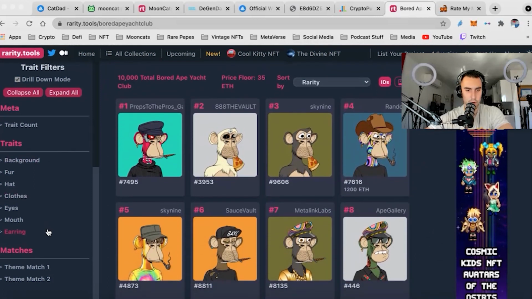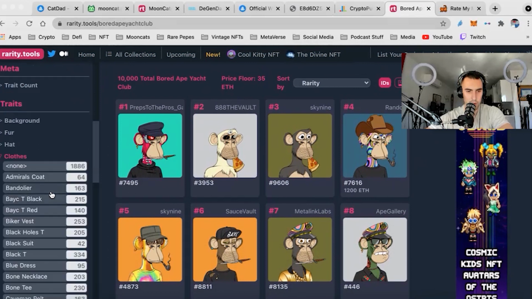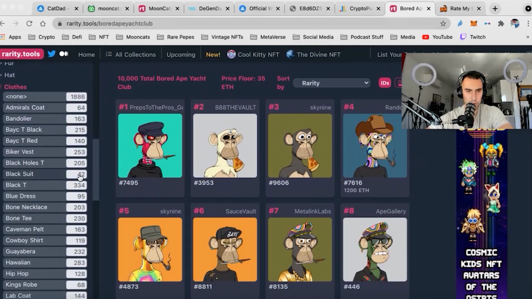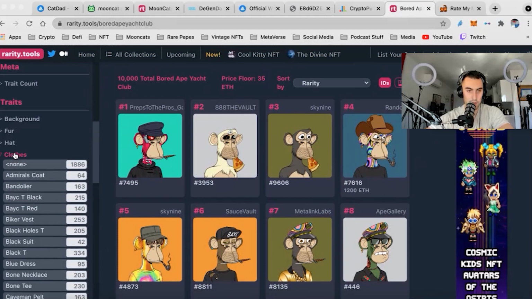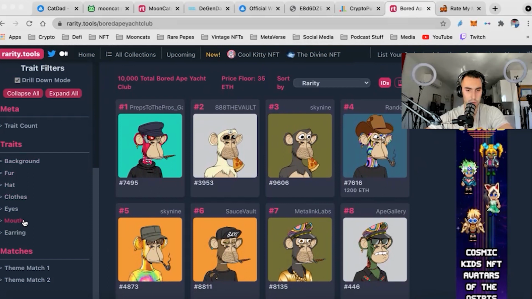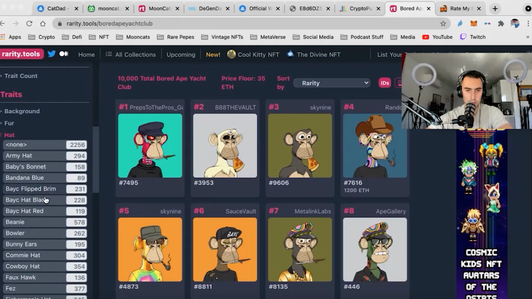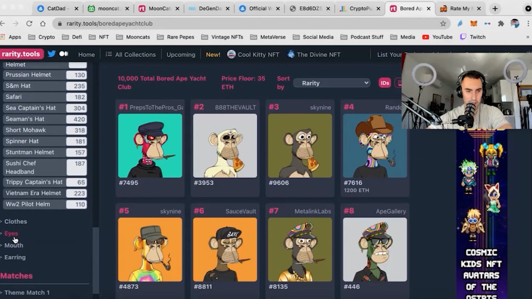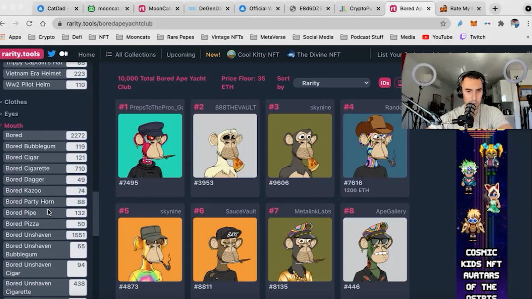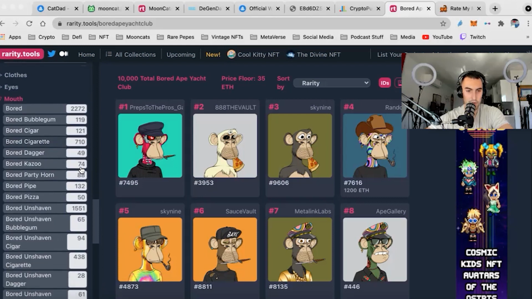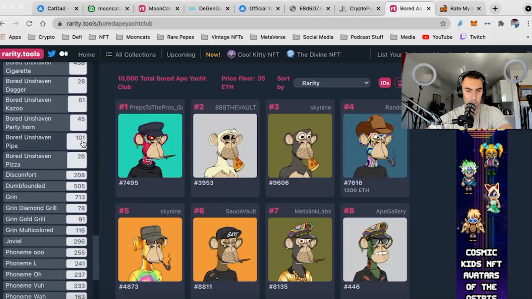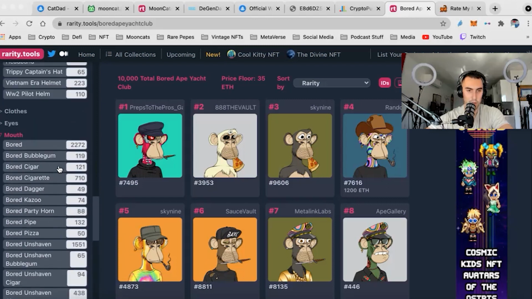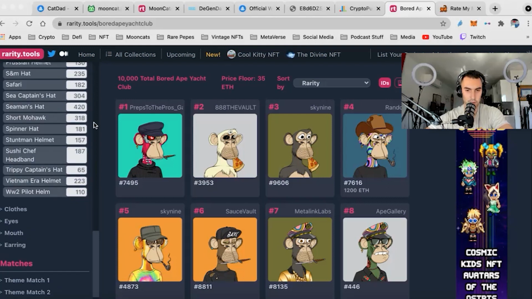So it has the price floor. But if you look at the clothing, you could see black suits only 42, but then there are some other ones that are in the 300s or 200s. So you could see that percentage and ratio is 6-1 or 4-1. With MoonCats, it's not as likely. And you could go down and see with the hats and the mouth, right? Bored cigarettes, 700. But then you come down to some of these other ones, that's 26. So obviously that's a massive disparity. So the ones with 26 are obviously the most rare.